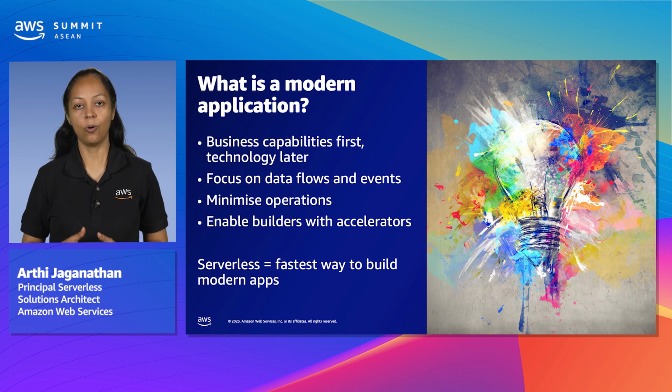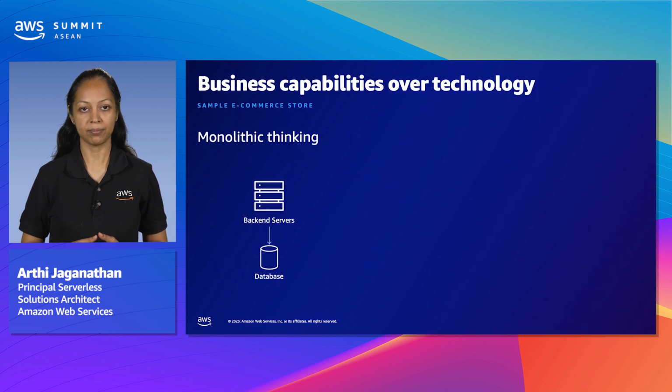Serverless applications already have the design principles built into them and hence make it easier to build modern architectures. So let's see how these principles can be applied. Let's start with architecture. Monolithic thinking means starting with the tech stack. Let's consider an e-commerce store. If you start with the tech stack first, you will end up with an inventory of services such as an application server, a database server, and so on.